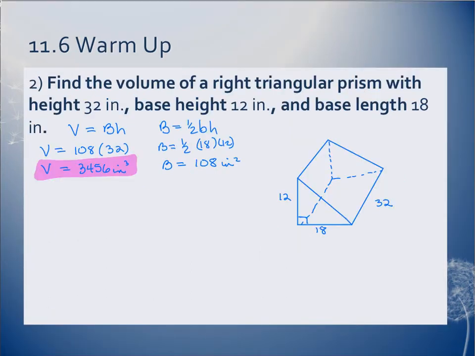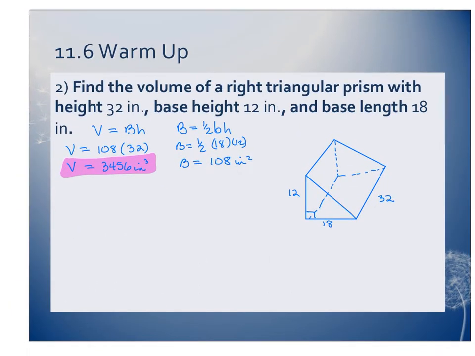Number 2. This is a right triangular prism. A picture was not provided, but I went ahead and drew one here. What was nice here is they actually described it, so the height of the entire prism is 32. The height of the triangle base is 12 inches, and then the base length was 18.